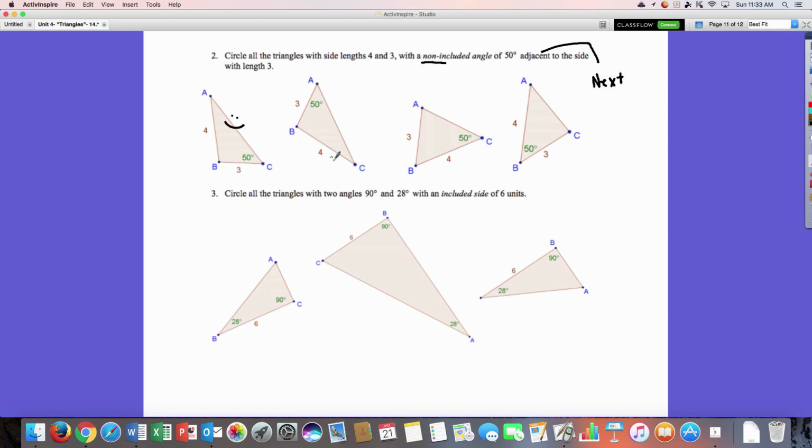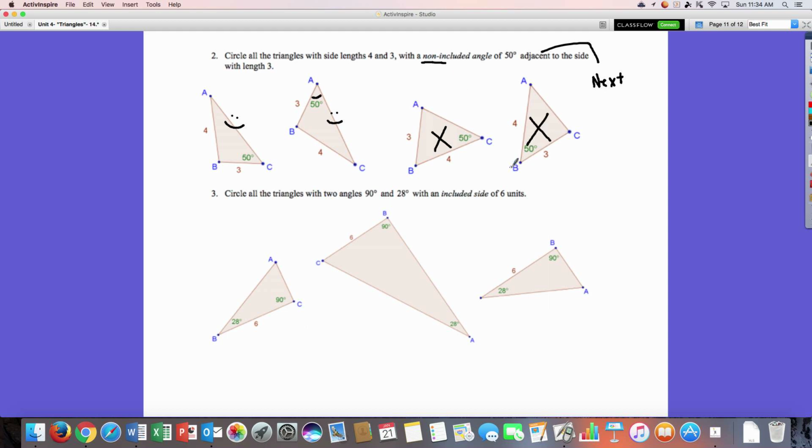Here's one that's 4 and 3. It's a non-included angle, right? My angle's 50 right here. Is that next to 3? Yep. It actually looks just like that one. I just kind of flipped it over. All right, here's 3 and 4. It's non-included, right? It's 50, but it's not adjacent to the 3, right? It's next to the 4, so that one is not. And this one here's 3 and 4, and the 50 degrees is included, and they're looking for non-included, so that one is neither.